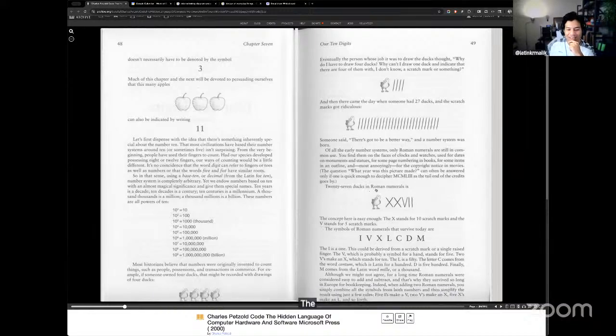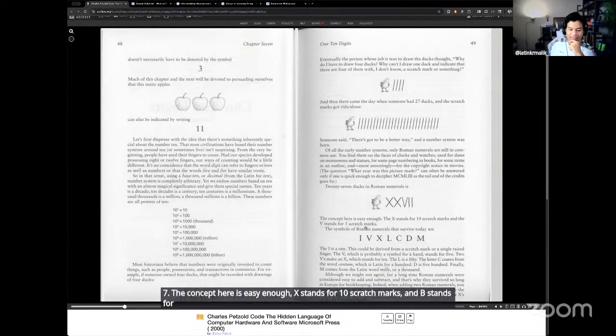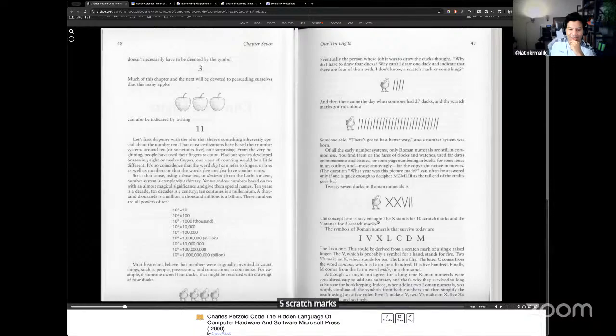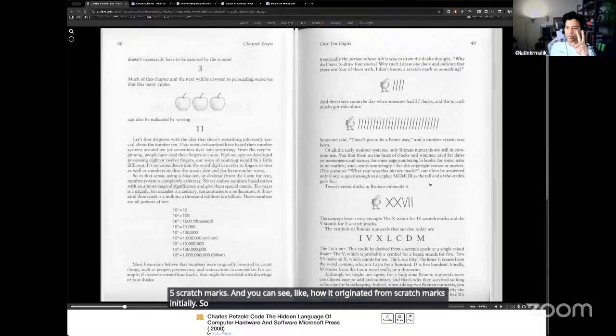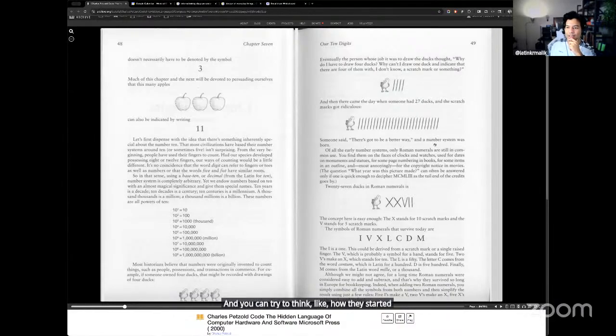The 27 ducks in Roman numerals is XXVII. So X is 10, 10, and then 7. The concept here is easy enough. X stands for 10 scratch marks and V stands for 5 scratch marks. And you can see how it originated from scratch marks initially. So 1 is 1 scratch mark. Roman numerals are in between our current numbers and this scratch methodology. You can try to think how they started denoting things as they had more and more things to count.